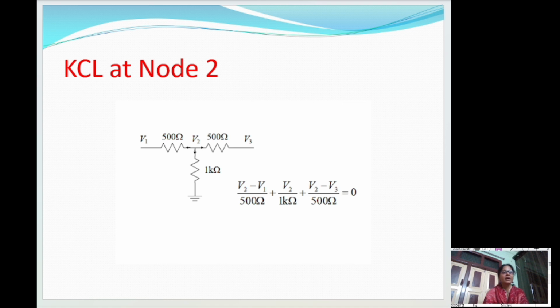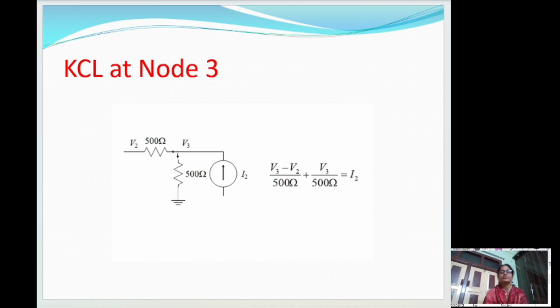Now, how we can apply KCL at node 3? At node 3, here also I2 entering and another two currents leaving from this node. So the another statement of KCL, the algebraic sum of all the entering currents will be equal to the algebraic sum of the leaving currents. So here I2 will be equal to the summation of these another two currents. Another two currents will be equal to V3 minus V2 upon 500 plus V3 upon 500.